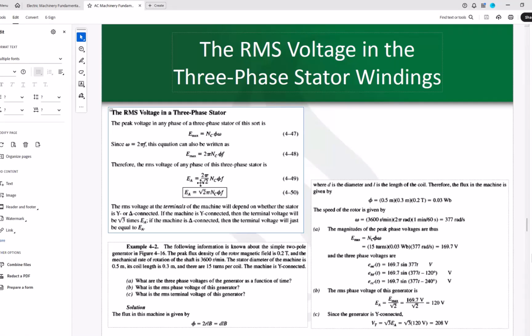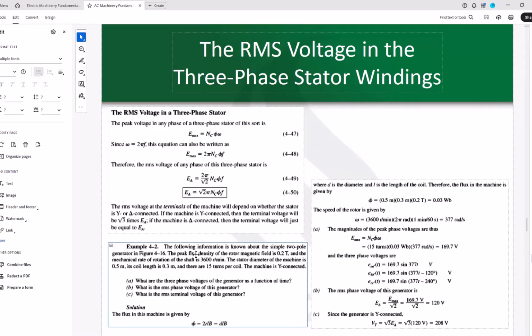You can see that the RMS value of voltage that you would expect in each phase would be based on square root of 2 pi NC phi f. Now, if you are connecting the machine in Y or delta, the line voltage would be different. If the machine is Y connected, then the voltage that you would get would be square root of 3 times EA. If the machine is delta connected, then the terminal voltage would just be equal to EA.